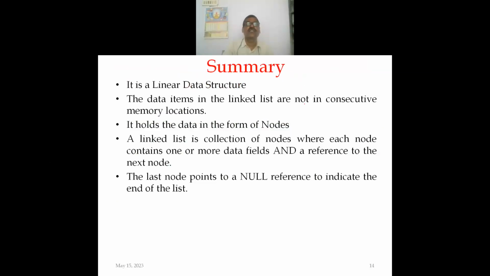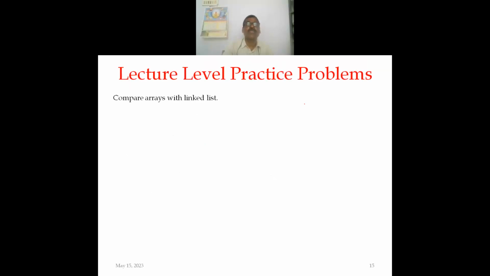So the summary of the session is that a linked list is a linear data structure. The data items in the linked list are not in consecutive memory locations. A linked list holds the data in the form of nodes. A linked list is a collection of nodes where each node contains one or more data fields and a reference to the next node, and the last node points to the null reference to indicate the end of the list.